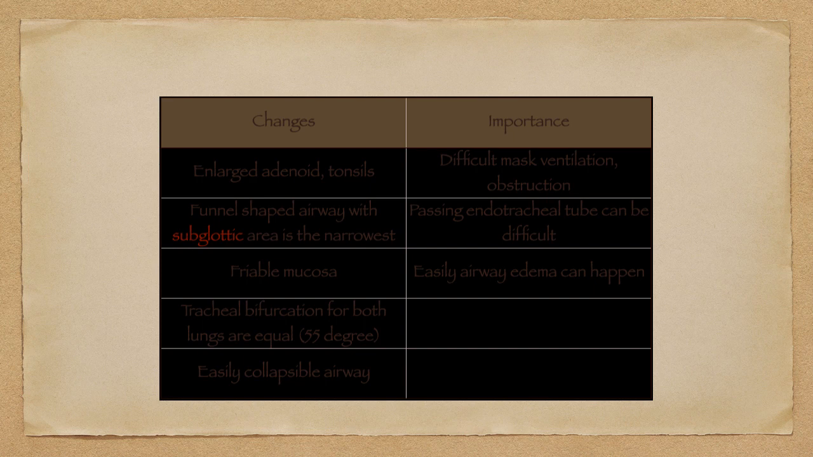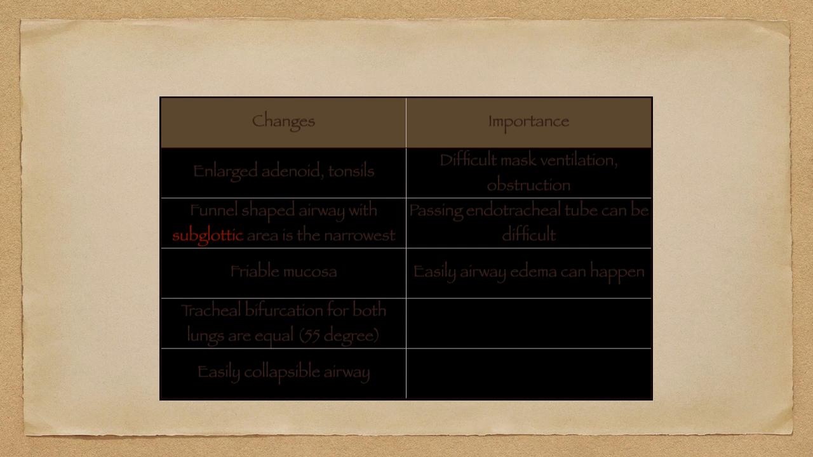Then you have a funnel-shaped airway with the subglottic area as the narrowest part. In adults, the vocal cord is the narrowest part, but in children, the post-cricoid area is the narrowest part. So whenever you pass the tube, after the tube crosses the vocal cords, you will feel resistance to passing the endotracheal tube.